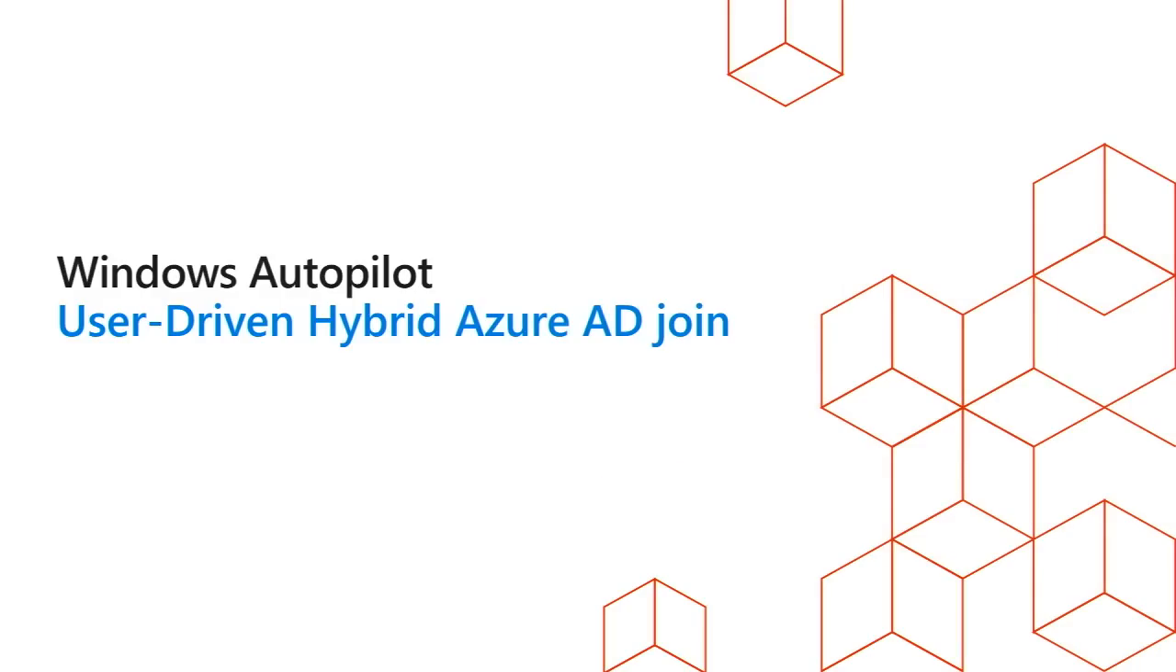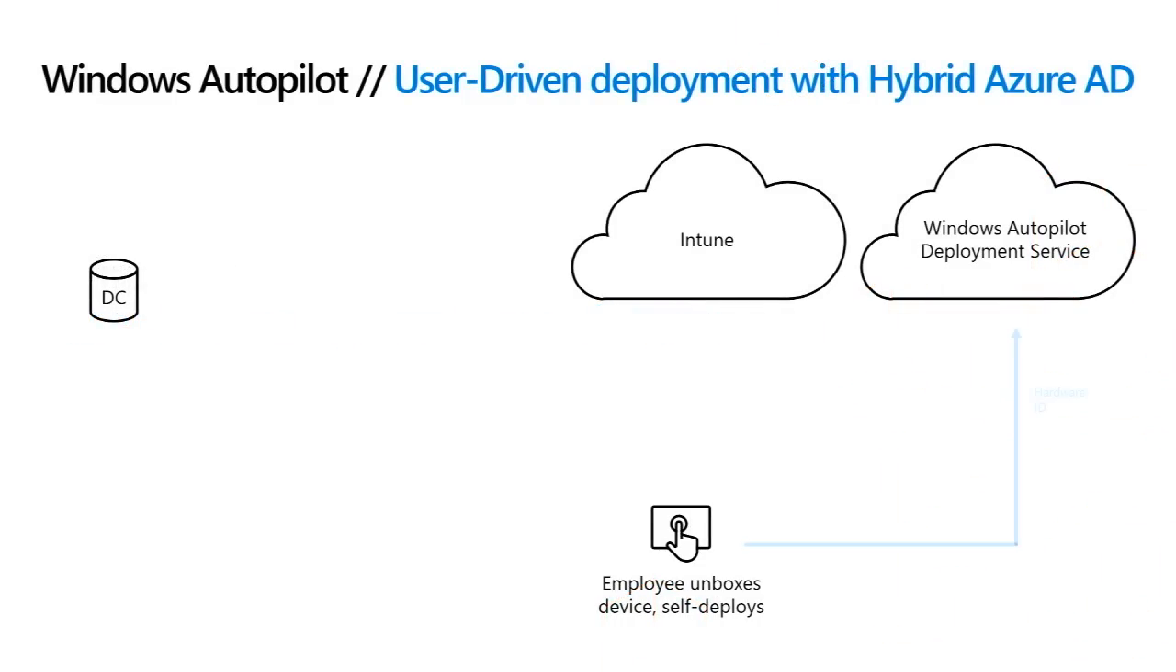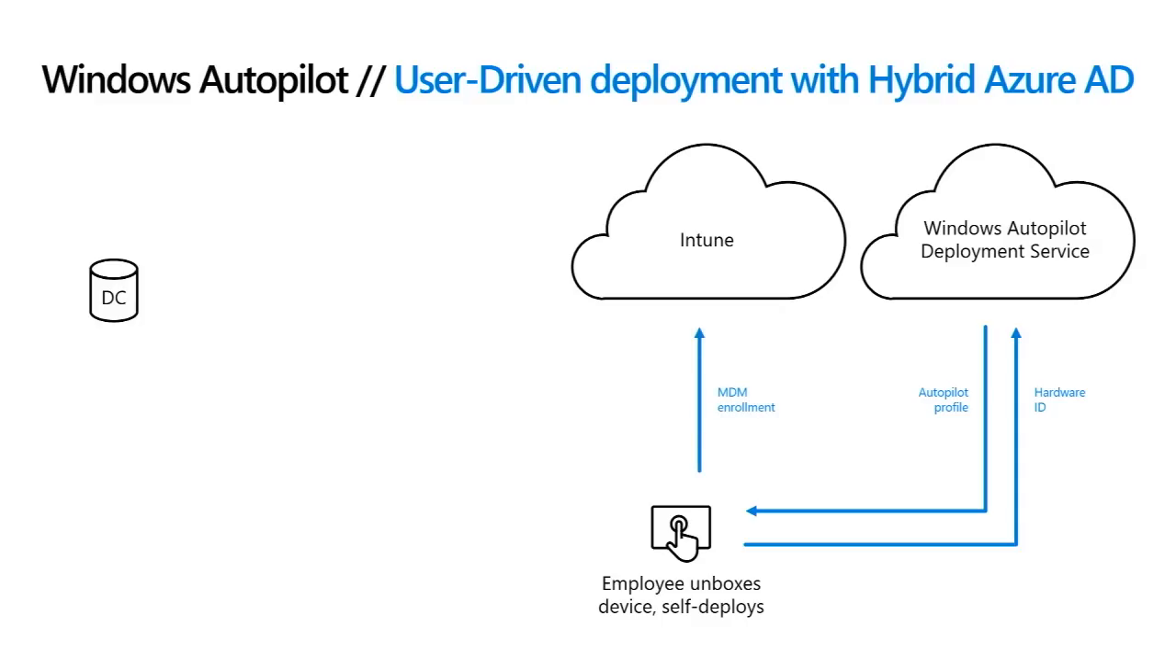workflow. For user-driven Hybrid Azure AD join, this scenario is a little bit different. The way this works is as the employee is unboxing the device and it's going through the Autopilot flow, the hardware ID is sent up to the Windows Autopilot deployment service, and Autopilot responds back with an Autopilot profile. This Autopilot profile tells the device that it needs to join Hybrid Azure AD instead of pure AAD. So the device enrolls into Intune. Intune uses a new connector to now talk to your on-prem DC.